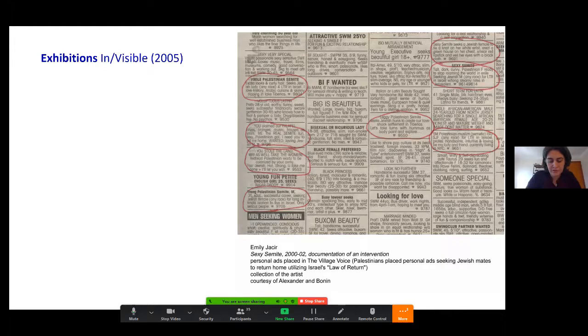Of course, this is in reference to the law of return, which grants any Jew the ability to go and reside in Israel or in Palestine. Of course, this right is denied to Palestinians, even though this is their homeland. So she was playing with that. Apparently there was a lot of backlash, and people thought it was some sort of Palestinian terrorist conspiracy, or I don't know what. So it was very interesting, and again, Emily Jasser is a wonderful and very important artist.